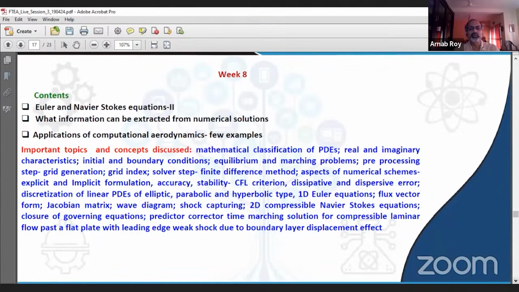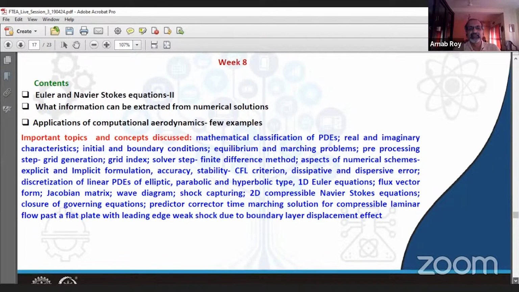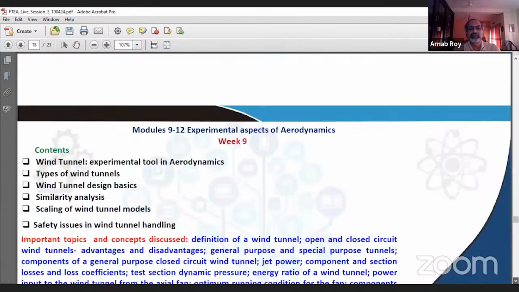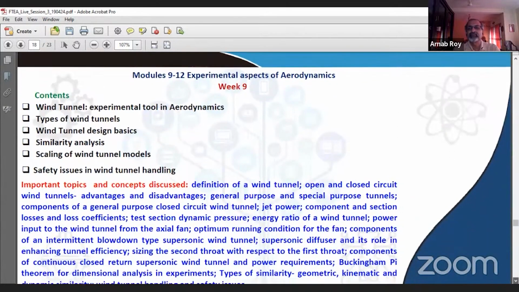We learned how to extract information from numerical solutions. We understood also how computational aerodynamics can be applied to aerodynamic studies. So without going into much detail, these 2 weeks basically covered some of the elements of computational aerodynamics.